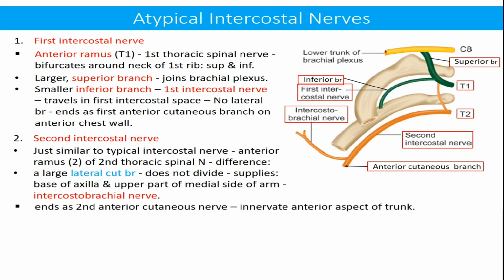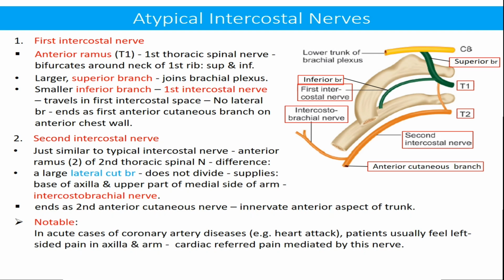Second intercostal nerve continues as second anterior cutaneous nerve on the anterior aspect of the chest and innervates the anterior aspect of the trunk. Notable point is that in acute cases of coronary artery disease such as heart attack, patients usually feel left-sided pain in axilla and arm. This pain is because of a cardiac referred pain mediated by this nerve.